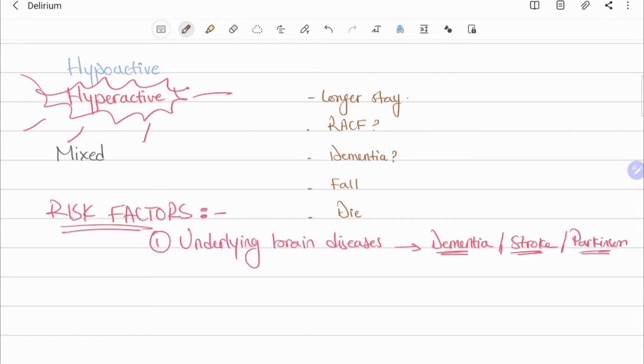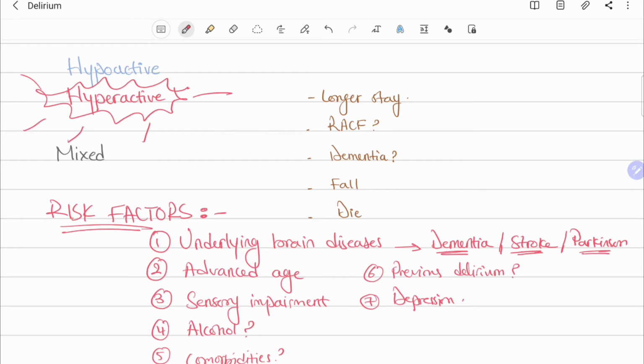The most important risk factors for delirium. The most commonly identified risk factors are underlying brain diseases, such as dementia, stroke, or Parkinson's disease. So this point is very important. The second one is advanced age 65 years or older. The third one is sensory impairment, such as auditory or visual impairments. Other predisposing risk factors are problem alcohol use, multiple comorbidities, a previous episode of delirium, and depression.